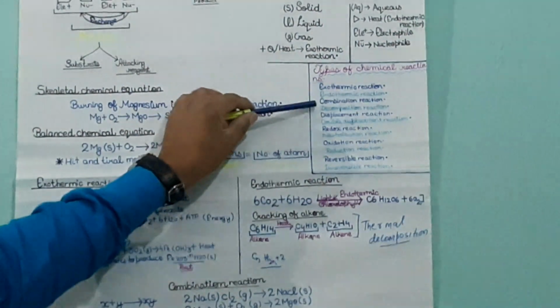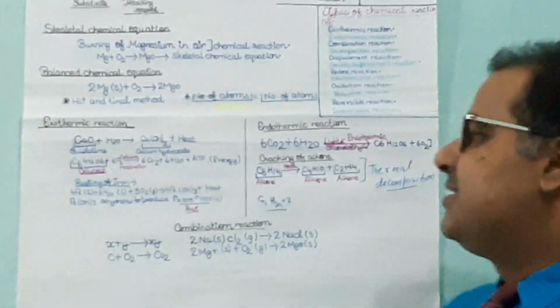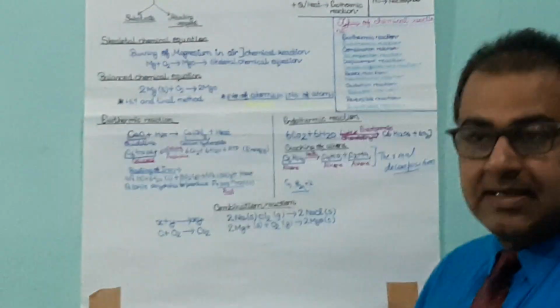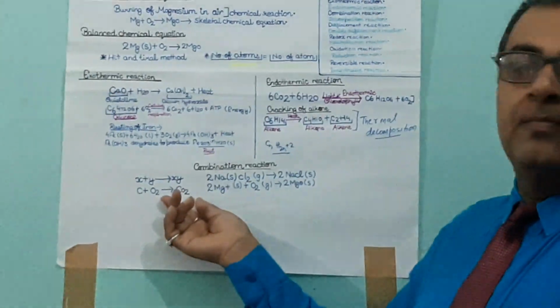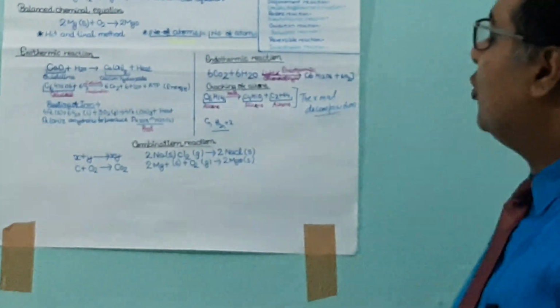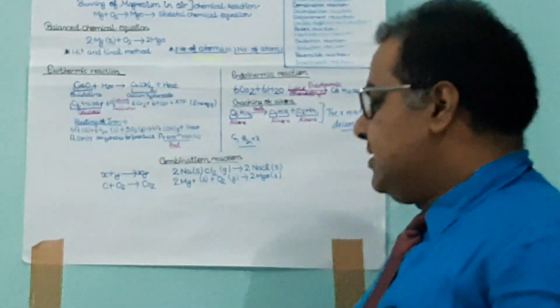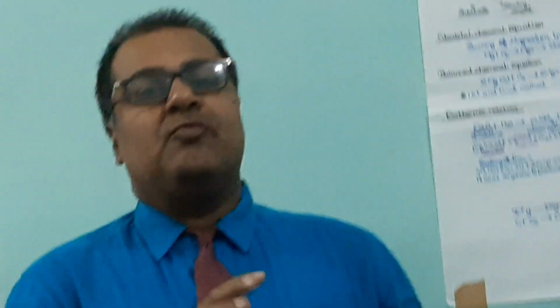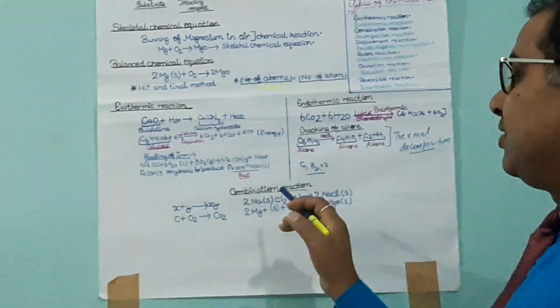Next reaction is combination. Combination means combines. Two or more components combine to form a single product. That is a combination reaction, like X plus Y gives XY, that is C plus O2 gives CO2. That means if we combine carbon and oxygen we get CO2. If we heat or mix sodium and chlorine, we get sodium chloride. That is a combination reaction. A combination reaction means two or more components combine to form a single product, and that type of reaction is known as combination.